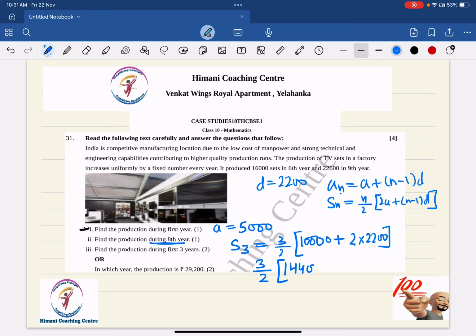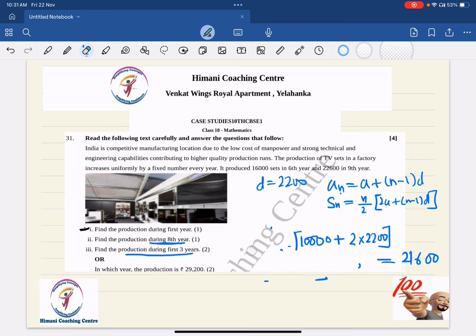So 14,400. This is divisible by 2. Let's do that. So we get 3 times 7,200 and that gives us our answer. So the production during the first 3 years is 21,600.